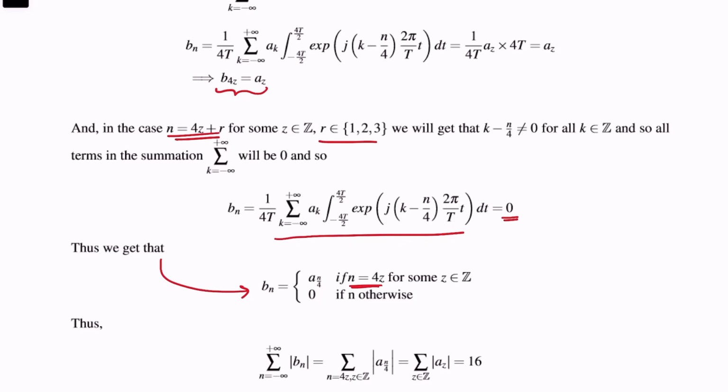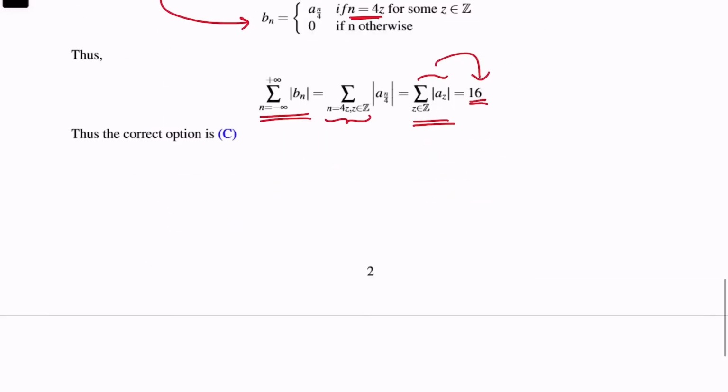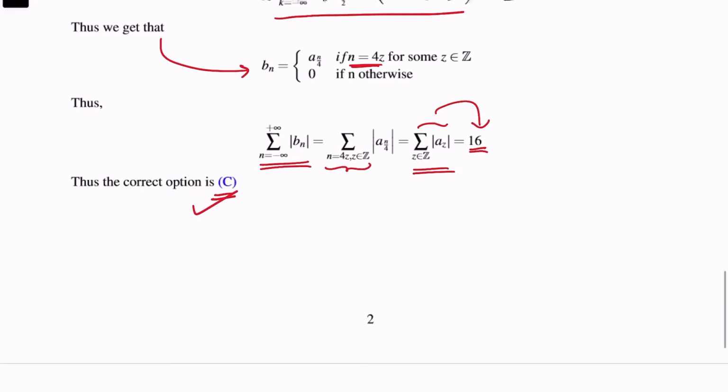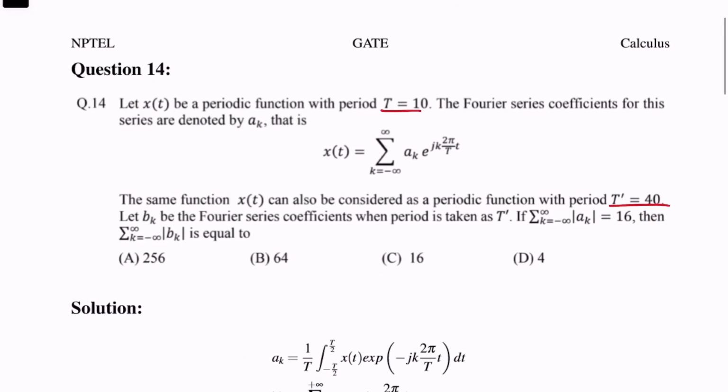0 otherwise, right? So this summation n equal to minus infinity to infinity, absolute value of b_n, can just be given as the summation where n is equal to 4z, z belongs to integers, of a_(n by 4), which is just the summation z belongs to integers of a_z, which is what we already have in the problem statement as being given as 16. Thus the correct option is C. C, 16 is the correct answer.